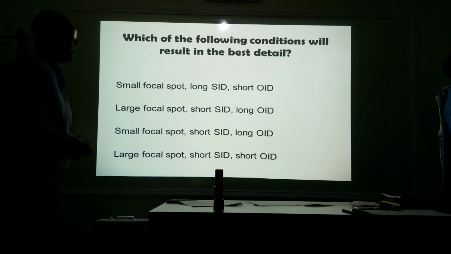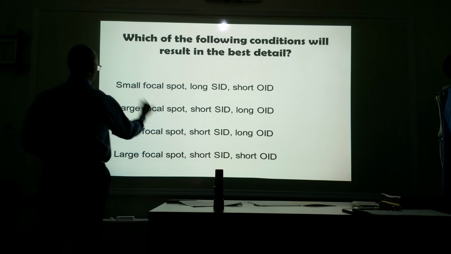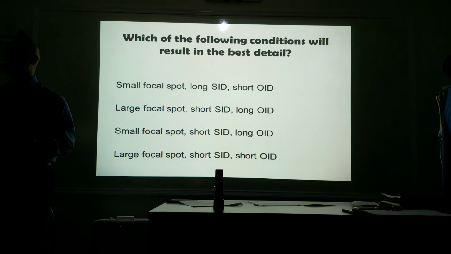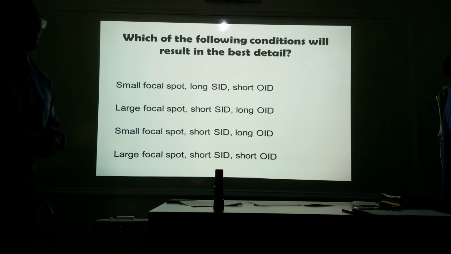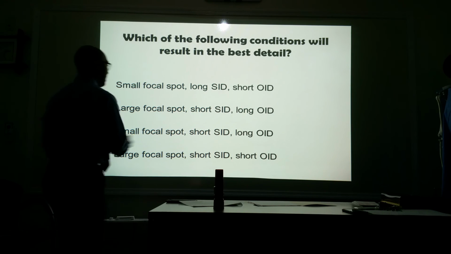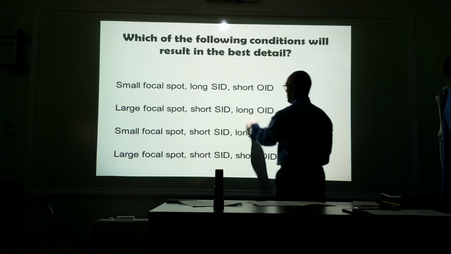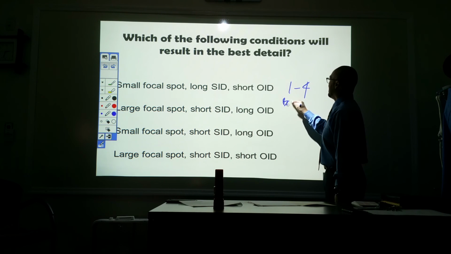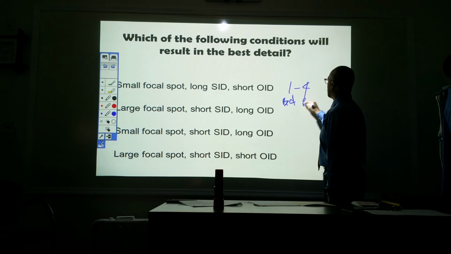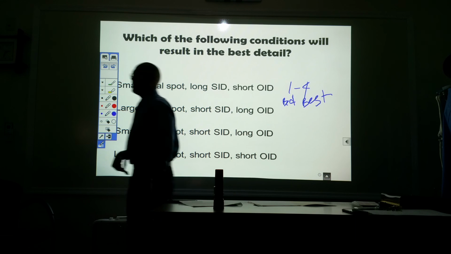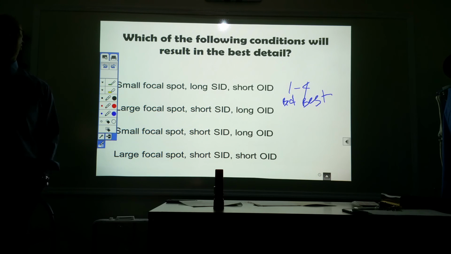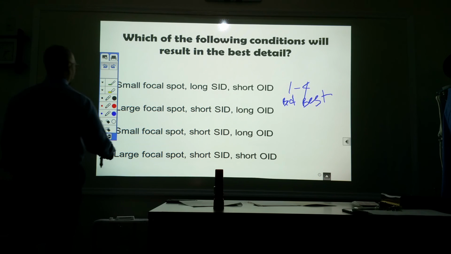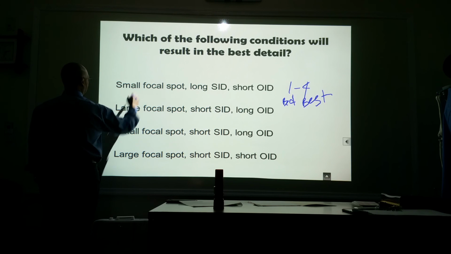All right, so now if I were to give you a set of factors like this again, can you guys tell me which will give me the best detail? You guys are familiar with this, right? Okay, let's just pick a range again. Let's do 1, 2, 3, 4. Let's do 1 through 4, 1 being bad, 4 being the best, so worst to best. What's going to give us the better detail? Small or large focal spot size? Small. All right, so let's do small.